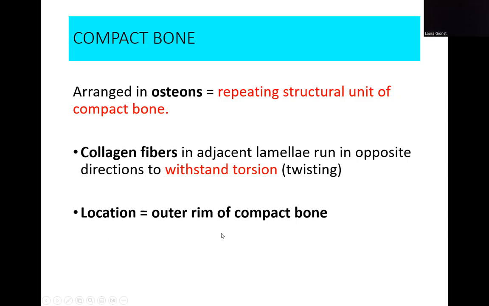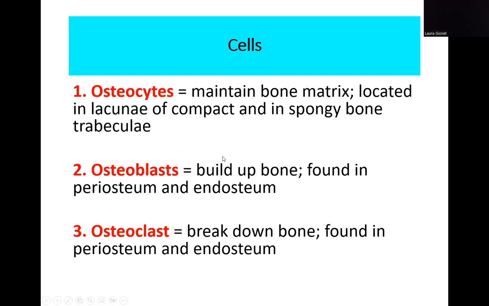Okay, location is the outer rim of compact bone. So when we look at flat bones and when we look at long bones, you will see certain regions where you have compact bone. The spongy bone may be found in between that or deep to it in certain areas, but compact bone is generally an outer rim around all these long bones and the outer surface of flat bones. All right, so let's talk about our cells. I mentioned this previously. We said we have osteocytes, osteoblasts, osteoclasts. And so we will be able to predict where they're located as well.